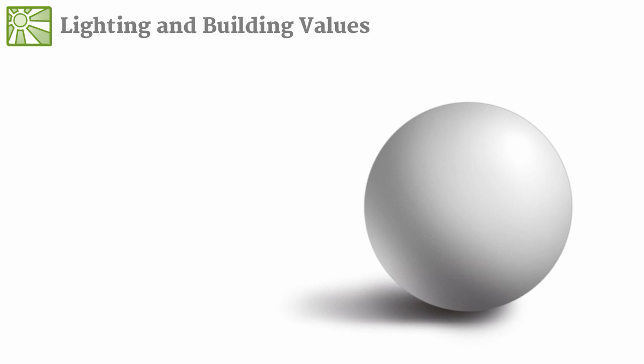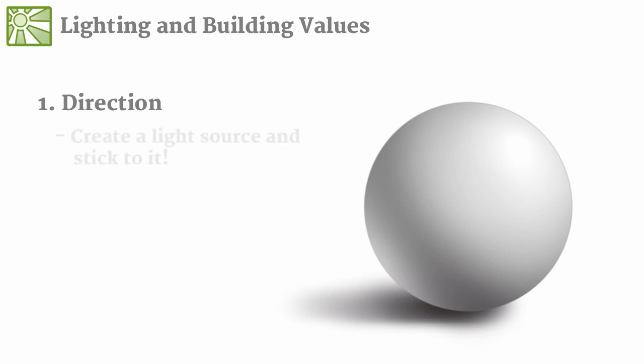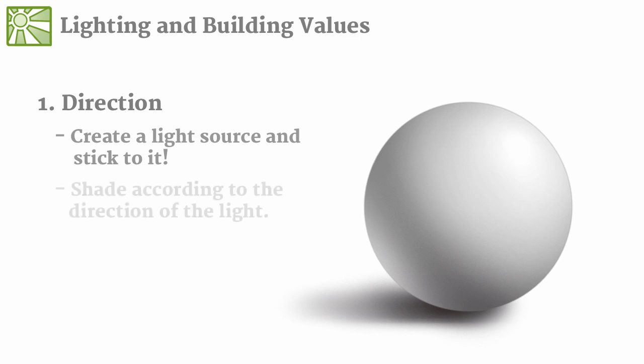And there are three basics to remember about lighting while you are working, and that's direction, an object's surface, and shadows. So when talking about direction, it's important to create a light source in your scene and stick to it. So you always have to keep in mind where it is and how it will fall upon your object and how to shade appropriately according to where the lighting is coming from. So the direction of lighting is very important to remember.